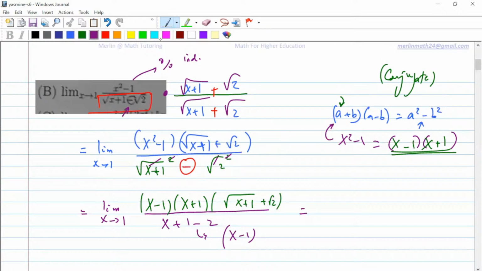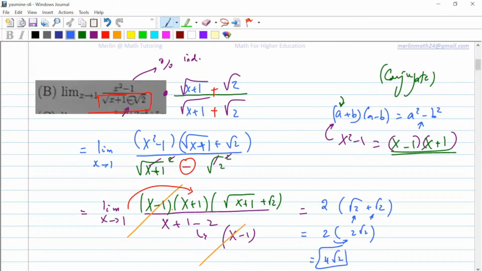Okay, now it's time to cancel like terms, and you can now plug in the 1 you replace. You get a 2 multiplied by radical 2. And when you add those up, you get 2 radical 2. And when you multiply, you get 4 radical 2. Okay, perfect. Any question? No. Okay.